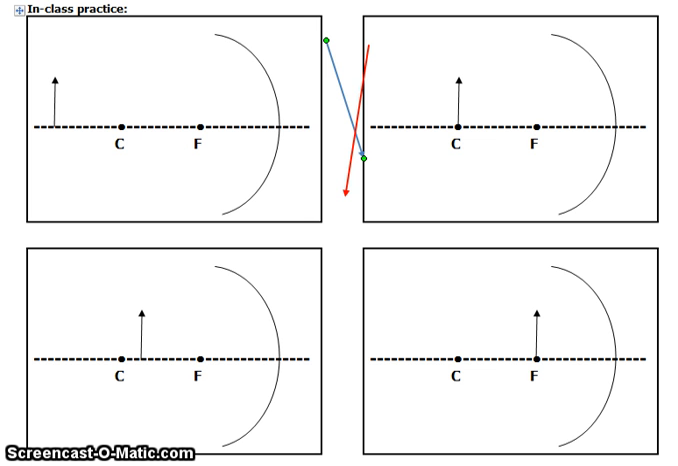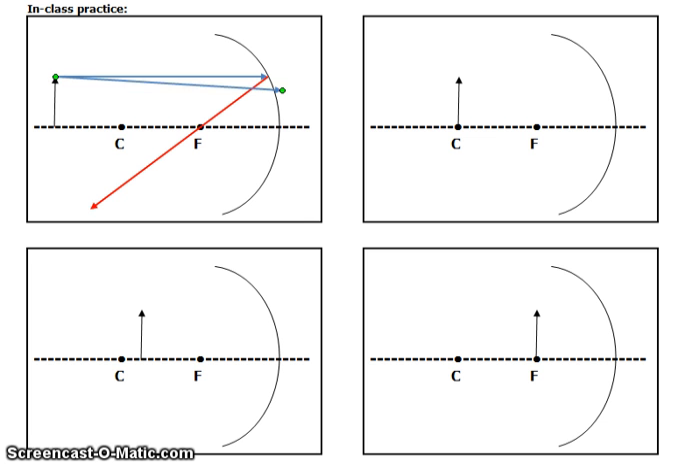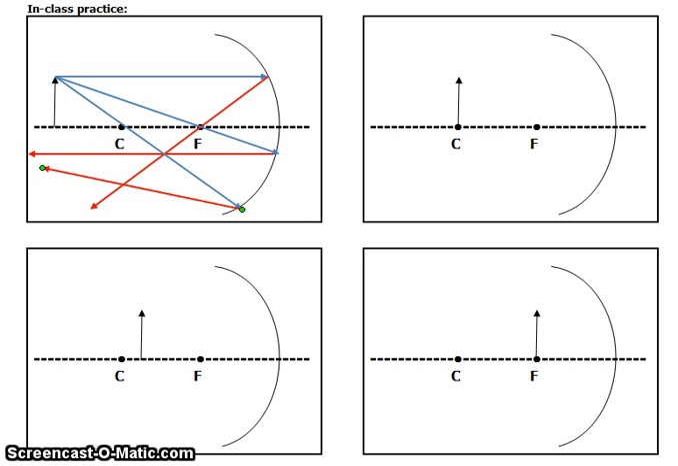So for this top left one, we're going to start with our incident ray, which is parallel to the axis. Then we're going to have our reflected ray, which goes down through the focal point like that. Then the next incident ray is opposite, it goes through the focal point, and that reflected ray is opposite and goes parallel to the axis. Our third incident ray is going to go through the center of curvature all the way down, and then that reflected ray goes back up exactly the same path.